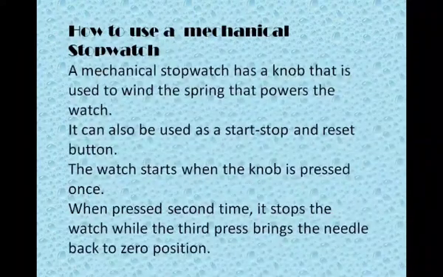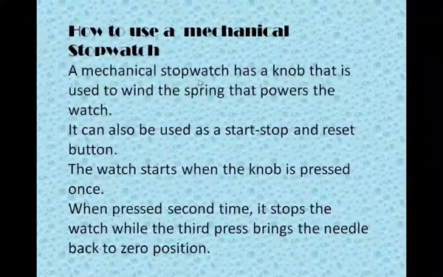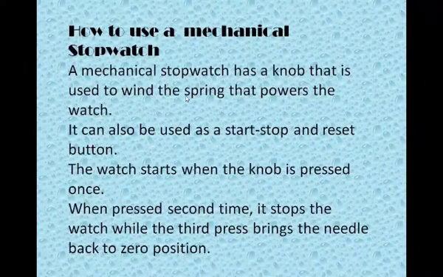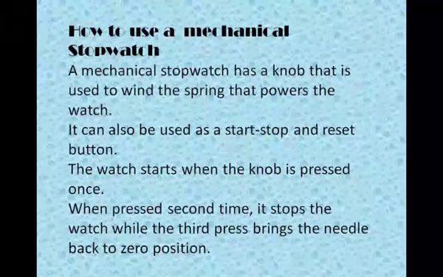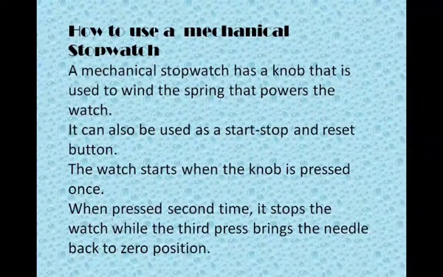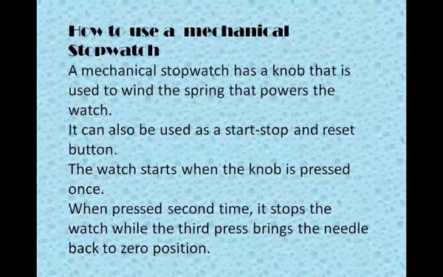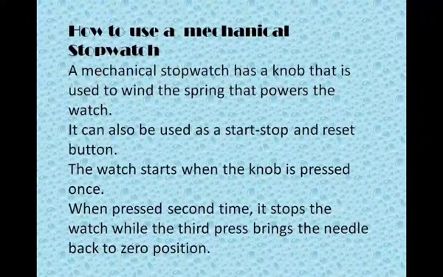Now, how to use a mechanical stopwatch? A mechanical stopwatch has a knob that is used to wind the spring that powers the watch. Everything needs power to work. A mechanical stopwatch doesn't have any battery or cell or solar cell. So from where is it getting the power? It gets power from the spring. So when we wind the spring, it means that we are storing potential energy in it, and that potential energy gives energy to the mechanical stopwatch.